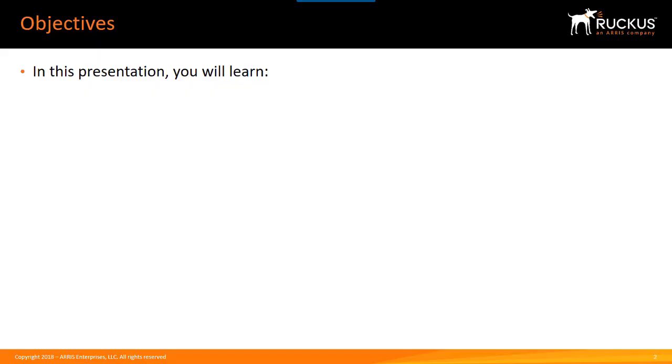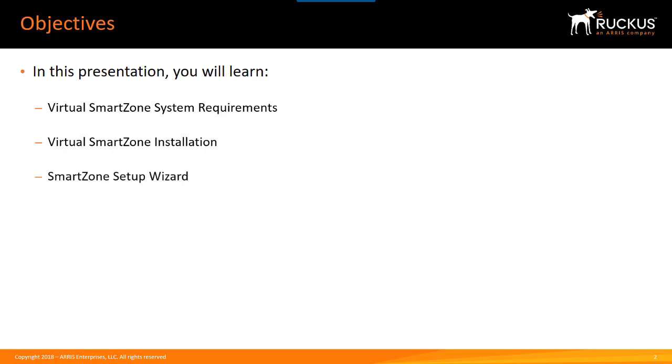Here are the objectives for this demonstration. During the presentation, I'm going to discuss the system requirements for Virtual SmartZone, primarily focusing on the available platforms that it can be installed on. I'll show you how to install the Virtual SmartZone network controller on a VMware ESXi hypervisor. And finally, I'll walk you through the initial configuration of a Virtual SmartZone network controller using the Setup Wizard.